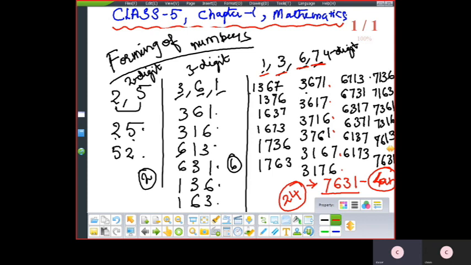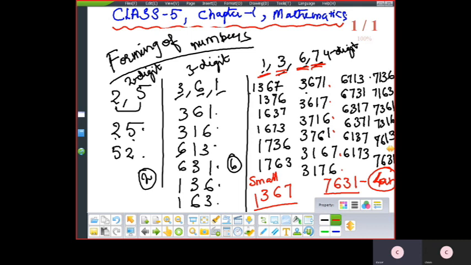The same way you can form the smallest. How will you form the smallest, children? Arranging the digits from small to big. Here the smallest number is 1. The next smallest number is 3. The next is 6. The next is 7. So 4 digits are completed. So now the smallest 4-digit number is 1367. The largest 4-digit number is 7631. Got it, children? Okay.